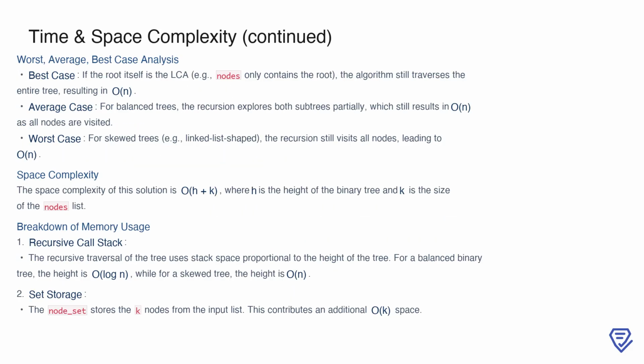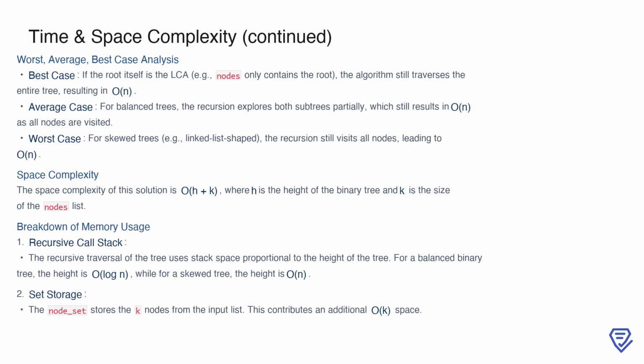Now, let's analyze the time complexity for the best, average, and worst-case scenarios. In the best case, if the root itself is the lowest common ancestor, for example, when the nodes list contains only the root, the algorithm still traverses the entire tree, resulting in O(n). For the average case, in balanced trees, the recursion explores both subtrees partially, but since all nodes are eventually visited, the time complexity remains O(n).